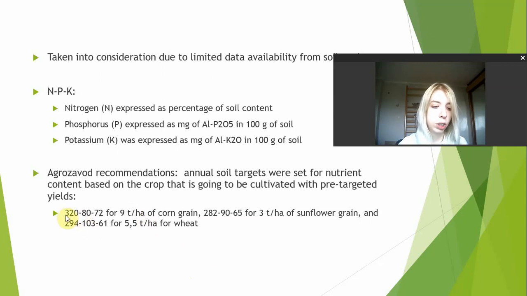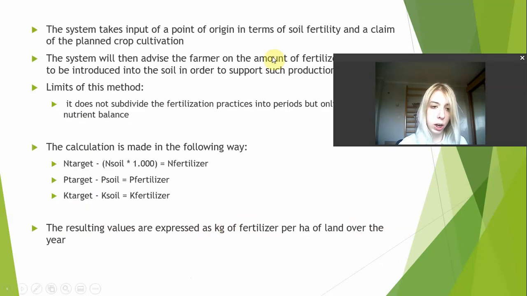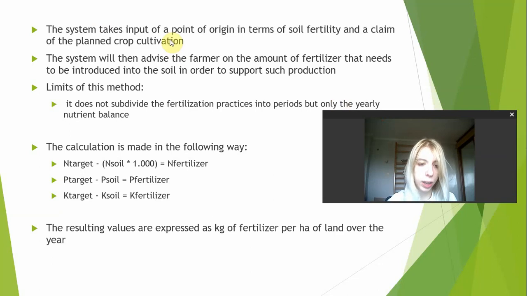So for example, this is NPK: 320 is the value for nitrogen, 80 is the value for phosphorus, and 72 is the value for potassium for 9 tons per hectare of corn grain, and so for sunflower, and so for wheat. So the system takes an input, as I already said, of a point of origin in terms of soil fertility and a claim of the plant crop cultivation. The system will then advise the farmer on the amount of fertilizers that needs to be introduced into the soil in order to support such production.